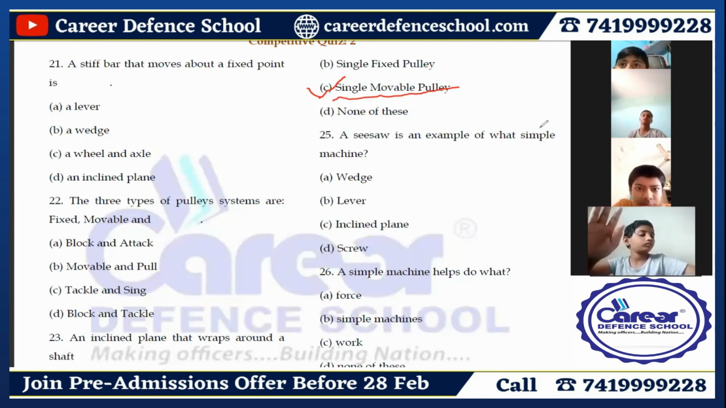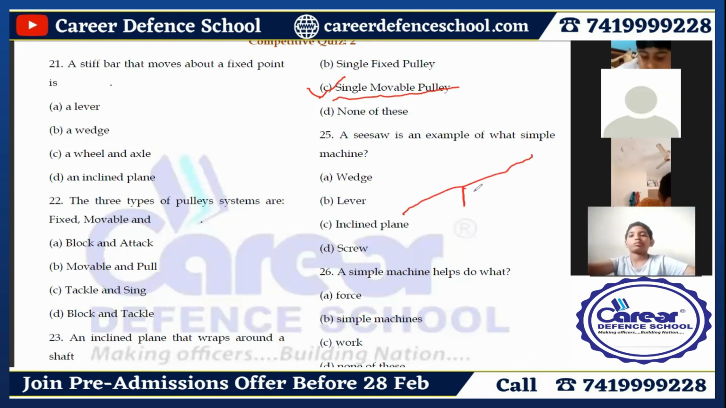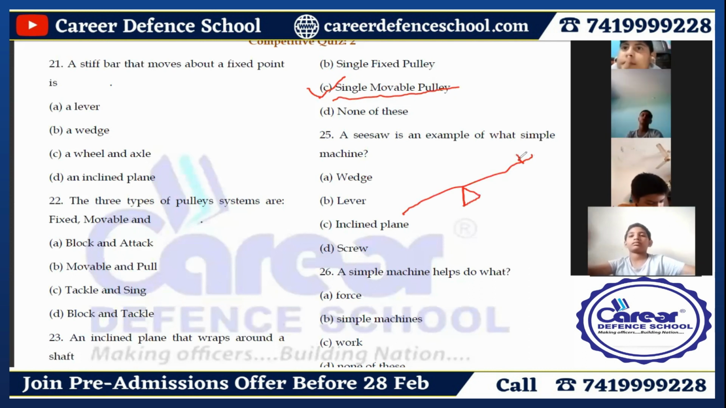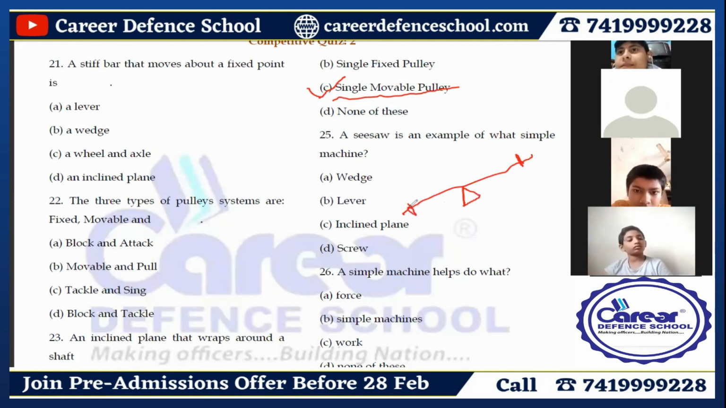Next. Abhay, answer this question. A seesaw is an example of what simple machine? You have seen it in park gardens. This is a lever, and we have load, effort, and fulcrum in it. So can you tell me it is the example of what simple machine?